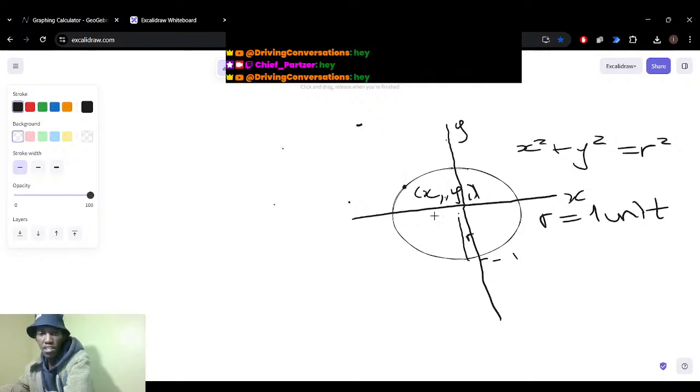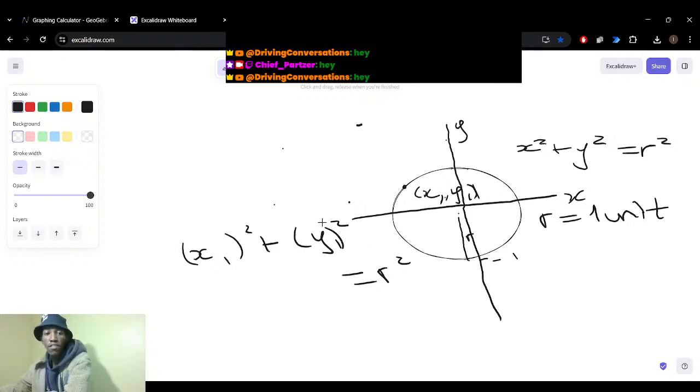We take our points x1 and y1, and you basically substitute the coordinates into your equation, x1 squared plus y1 squared. And if your coordinates x1 and y1 do lie on the circumference, this sum of two squares should be equal to r squared, right? So if x1 squared plus y1 squared is equal to r squared, then that confirms that our point lies on the circumference, right?